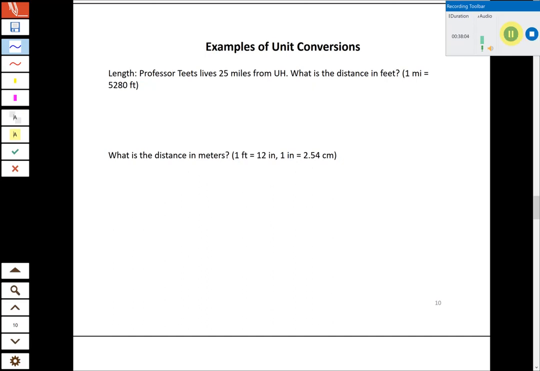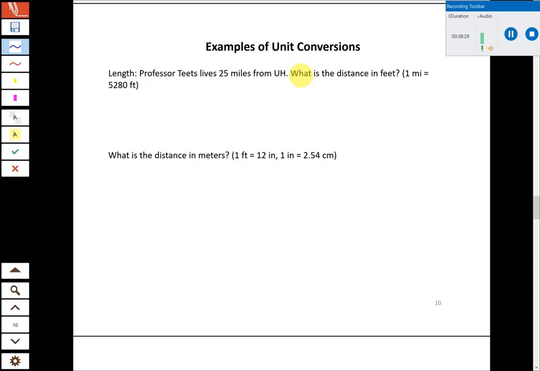So we are going to do a couple example problems related to the concepts we just talked about of using unit conversion factors. So as an example, first one, Professor Tietz lives 25 miles from UH. What is the distance in feet? So yes, it's true, like many of you, I have a pretty terrible commute, but that's not really the purpose of this problem. The purpose is to understand how to convert that into a different unit of measure.